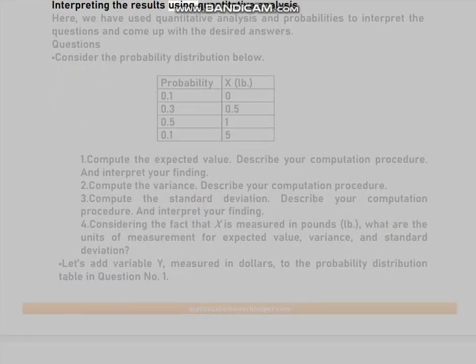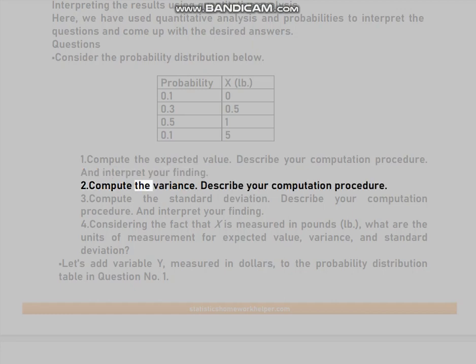Interpreting the results using quantitative analysis. Here, we have used quantitative analysis and probabilities to interpret the questions and come up with the desired answers. Questions consider the probability distribution below. Probability X, pound, 0.10, 0.30, 0.50, 0.51, 0.15. 1. Compute the expected value. Describe your computation procedure and interpret your finding.